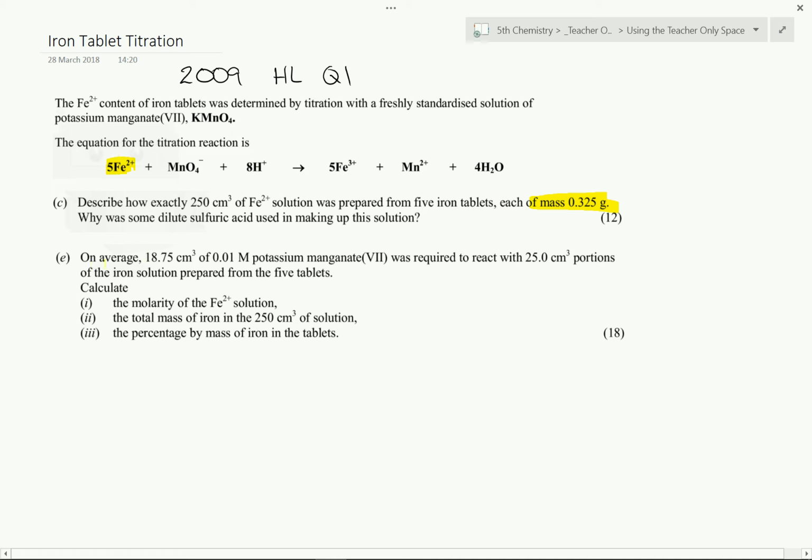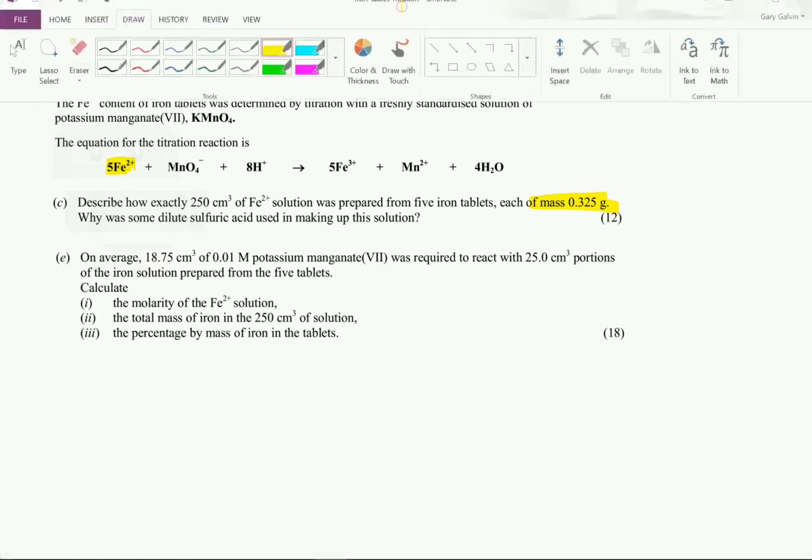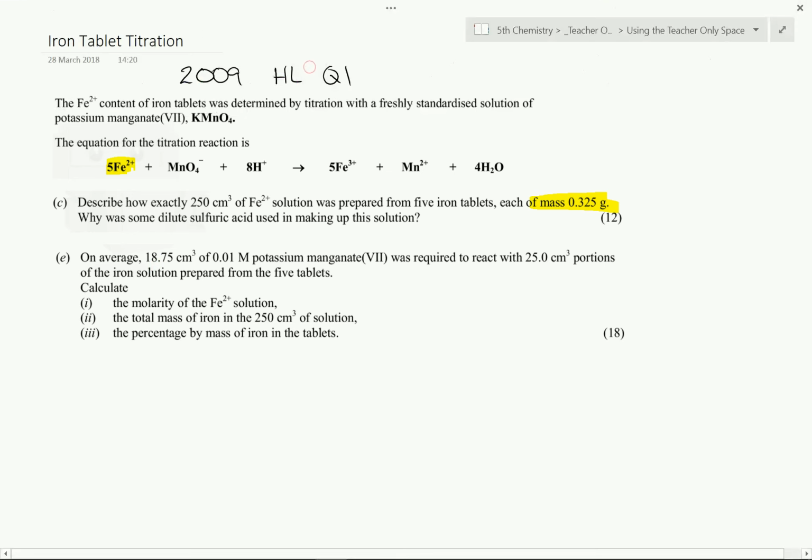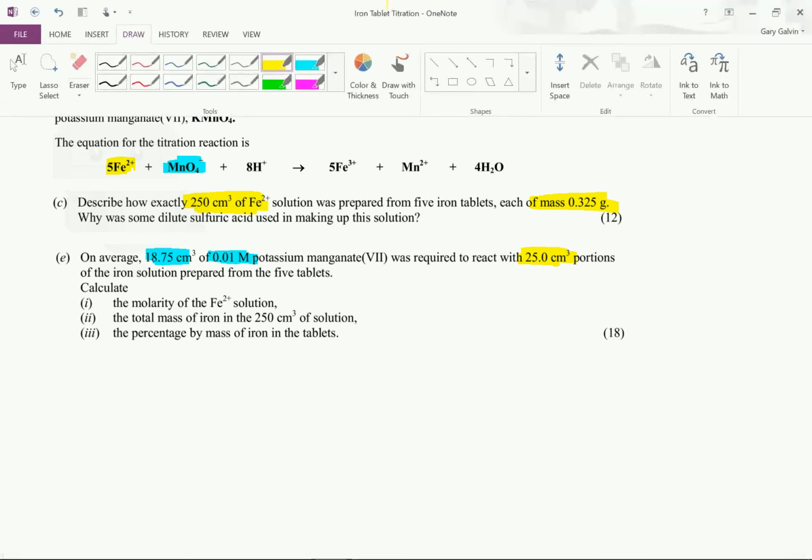If we go on to part E, we're told 18.75 mils of a 0.1 molar potassium permanganate solution. So the 18.75 mils, the 0.1 molar, belongs to the permanganate. And that was required to react with 25 mil portions of the iron solution. So the 25 mils there belongs with the iron. So now that we have all of the quantities mentioned, that 250 belongs to the iron as well. That's how much solution we made up in the beginning. Now that they're all labelled, we can get on to the actual calculations themselves.